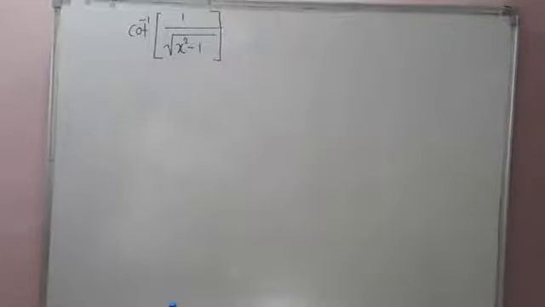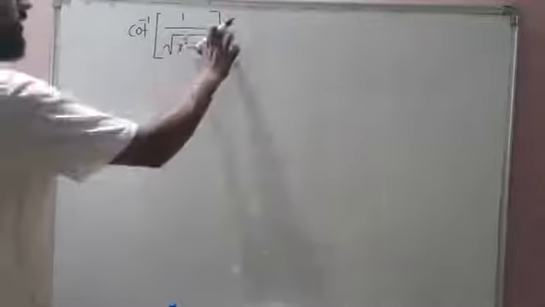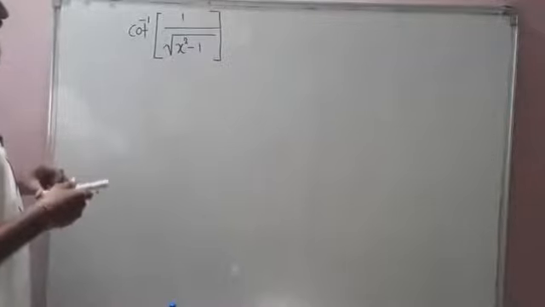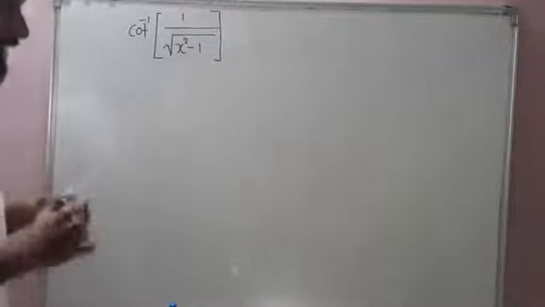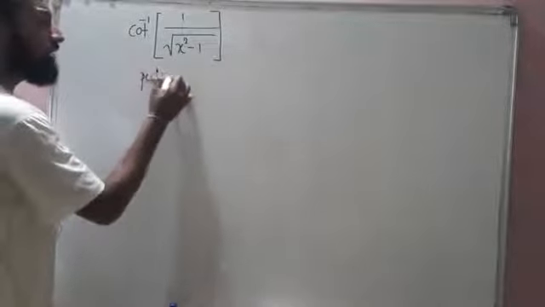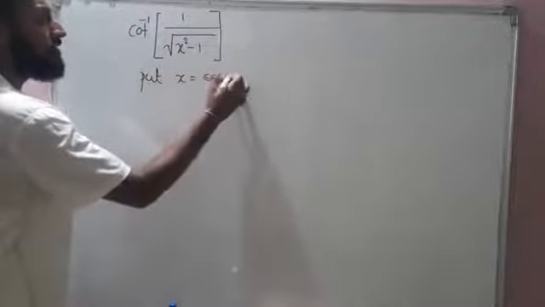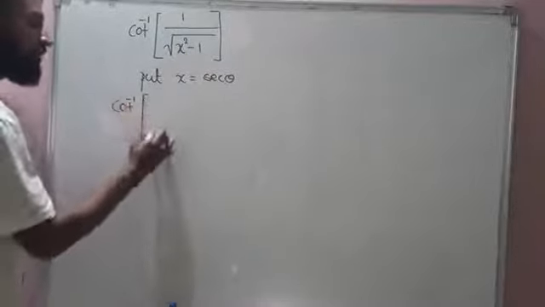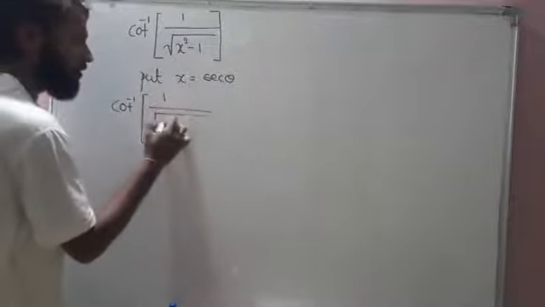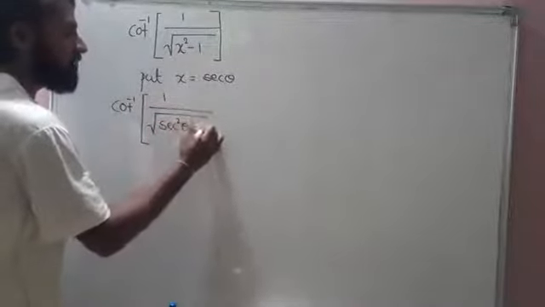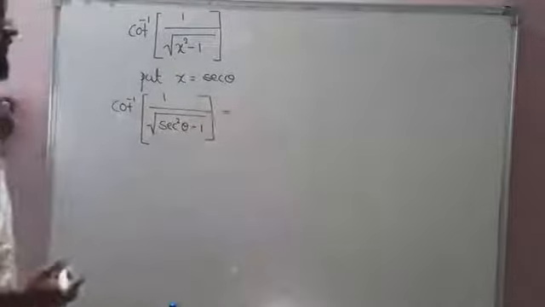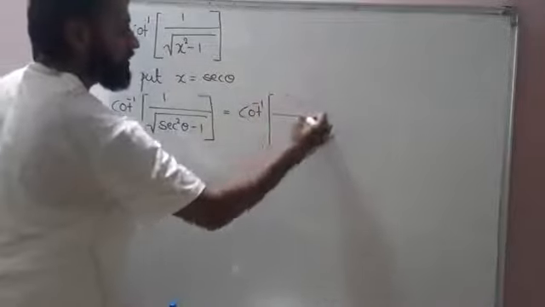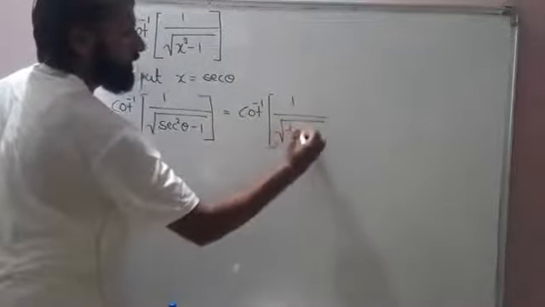Well, dear students, the next question is we need to simplify cot inverse of 1 divided by under root x square minus 1. Again, if I see the denominator, suddenly one thing comes into my mind. Put x equal to sec theta. So if I put x equal to sec theta, see what will happen. Cot inverse of 1 divided by under root sec square theta minus 1. Isn't it? Very good. So now this is cot inverse of 1 divided by under root tan square theta.